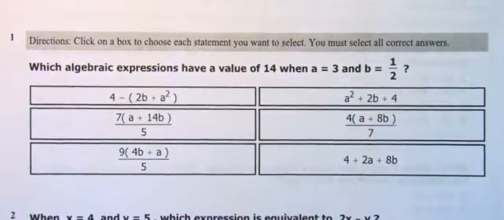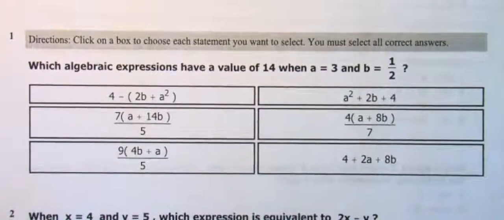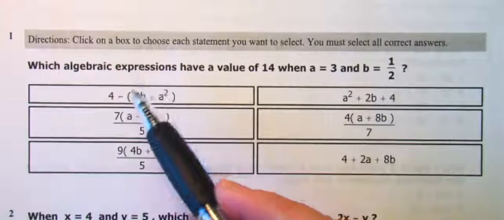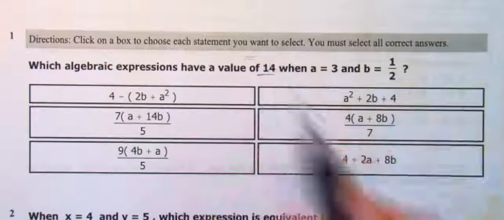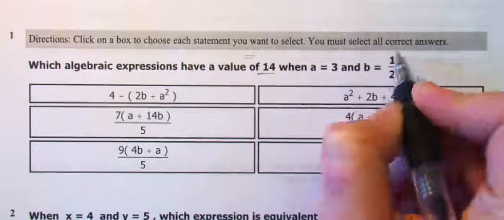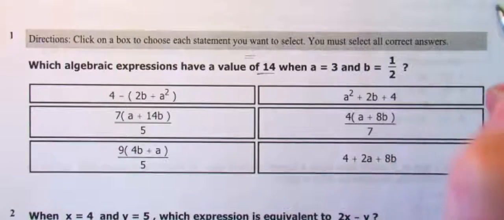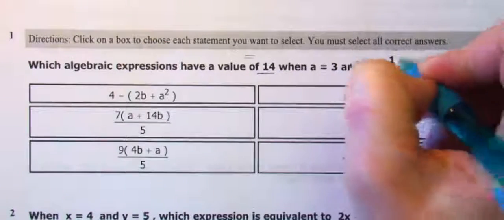Okay, so if you're on this, it means you still did not choose the right answers. So let's go through and talk about it. It says, which algebraic expressions have a value of 14, that means they're equal to 14, when a is 3 and b is a half. So the first thing we're probably going to want to do is get rid of this fraction.